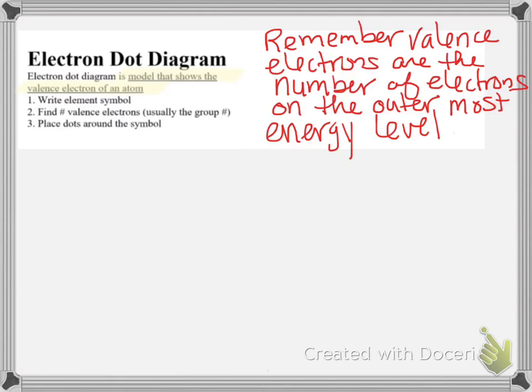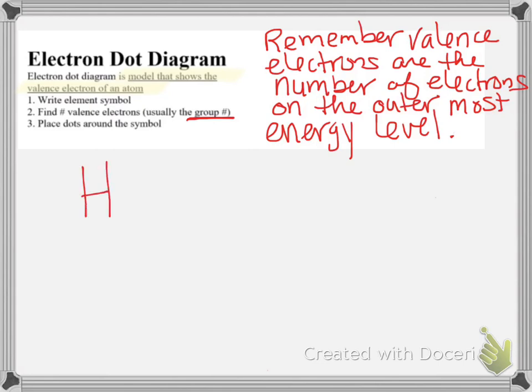And if you remember, one of the exceptions was we don't count the transition metals in those groups for valence electrons. So we subtract 10 from the 13, 14, 15, 16, 17, and 18 column. So we're going to go over that today and do a couple of examples. Okay, so I'm going to give you this example.